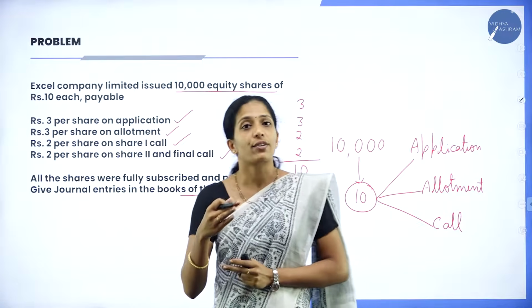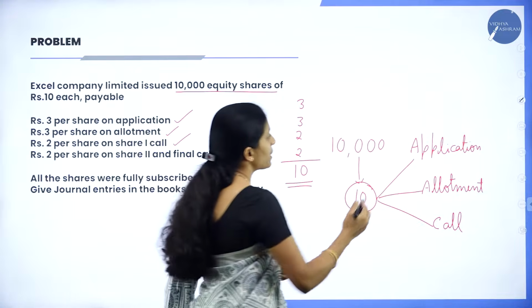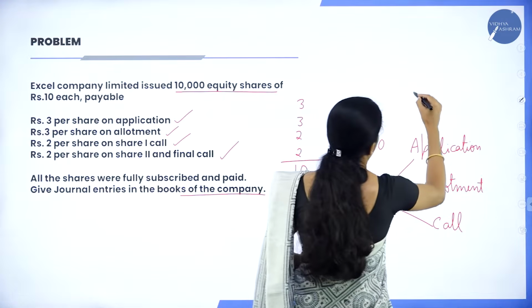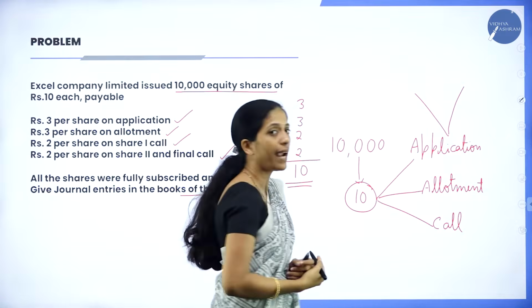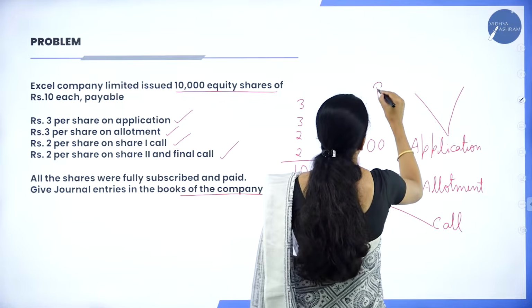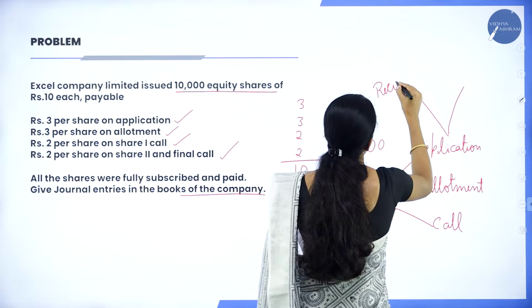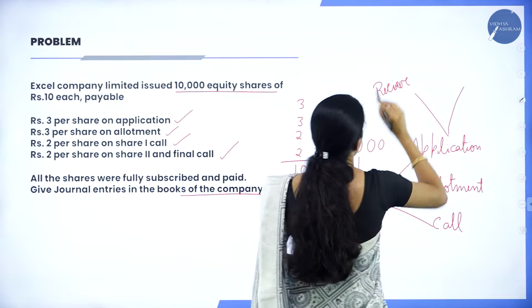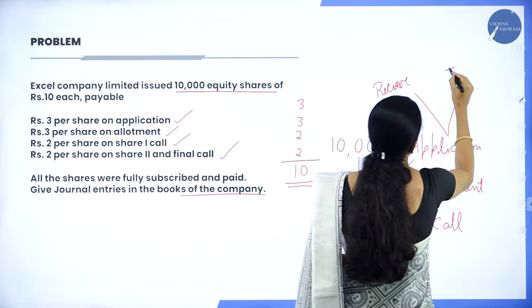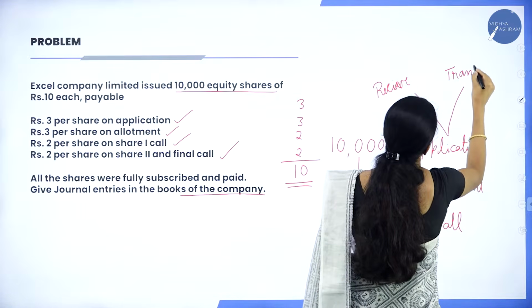Now, as I told you, there are different stages. So first we shall start with the application stage. In this application stage, 2 entries we have to pass. One entry is for receiving the application money. So the first entry is to receive the application money. Next, transfer that application money to the share capital account.